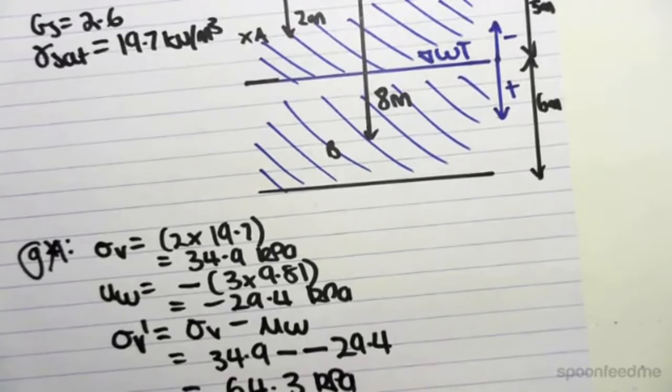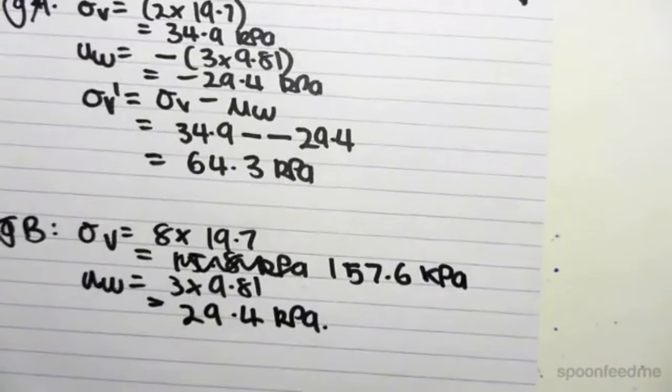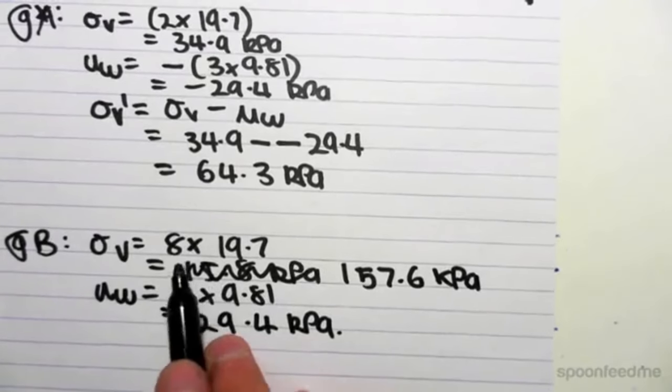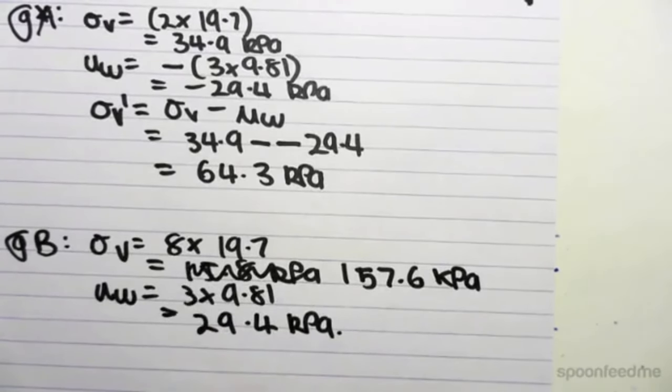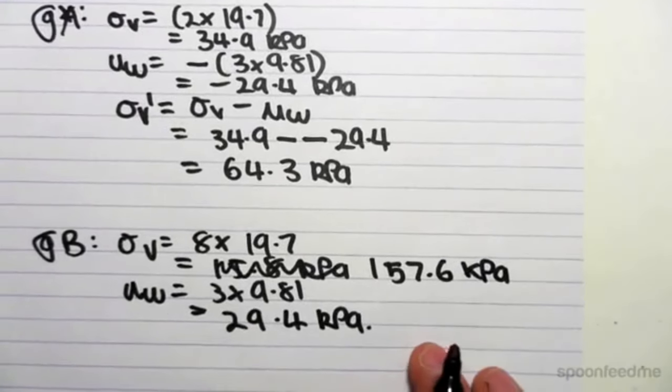Sorry, I've made an error here. This is 157.6 kPa. Just there, sorry. It wasn't 15.8, it's 8 by 19.7, which is 157.6.